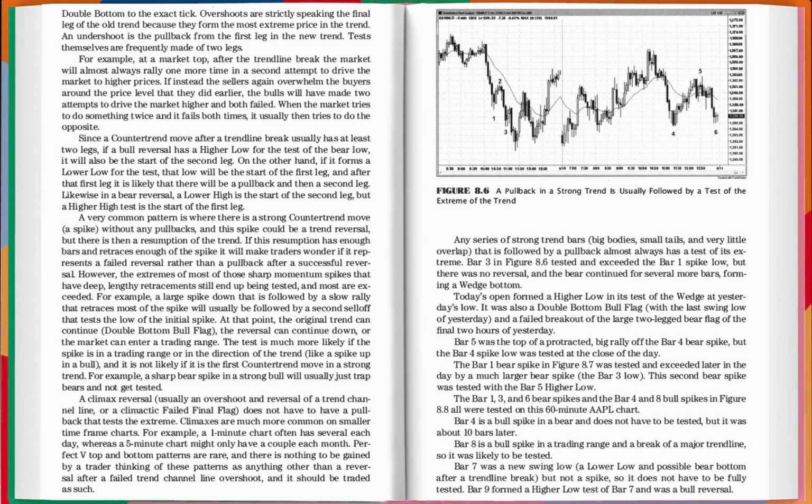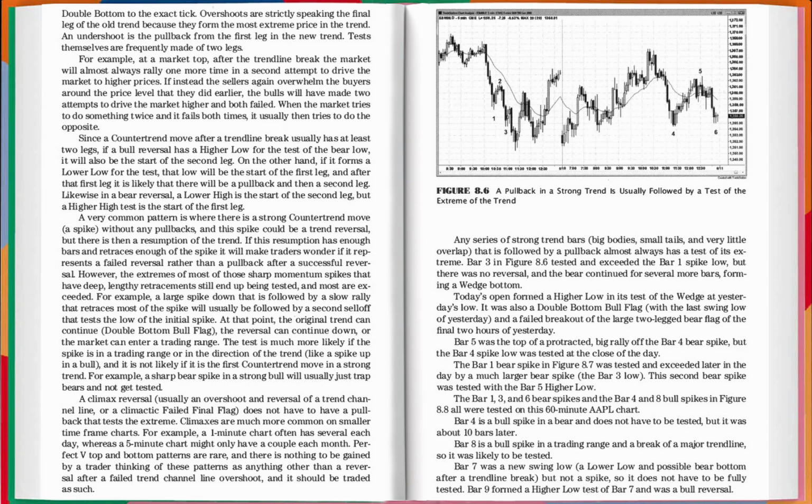Bar 3 in figure 8.6 tested and exceeded the bar 1 spike low, but there was no reversal, and the bear continued for several more bars, forming a wedge bottom. Today's open formed a higher low in its test of the wedge at yesterday's low. It was also a double bottom bull flag with the last swing low of yesterday, and a failed breakout of the large two-legged bear flag of the final 2 hours of yesterday.